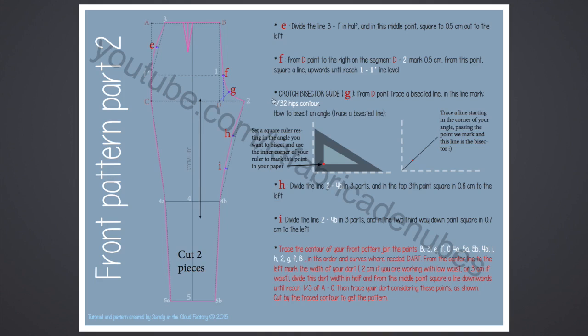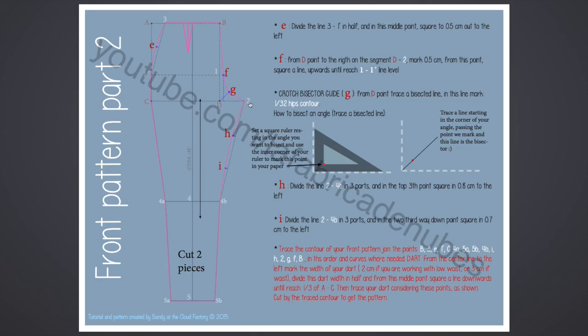For the point G, you need to trace a bisector guide here. You have all the information about bisectors here. Once you trace the bisector line from the point D, in that bisector line divide your hips contour by 32 and mark it here, and that is your point G.